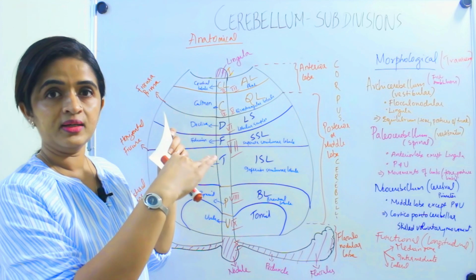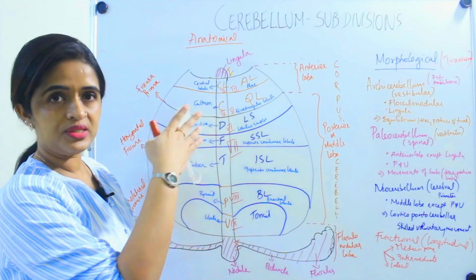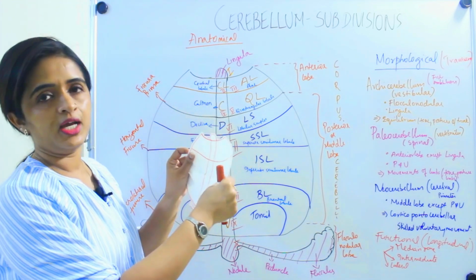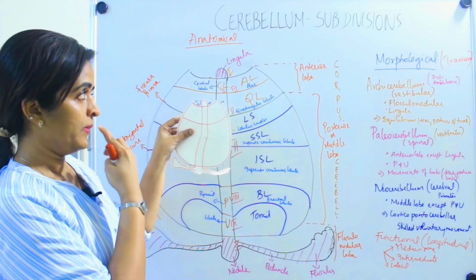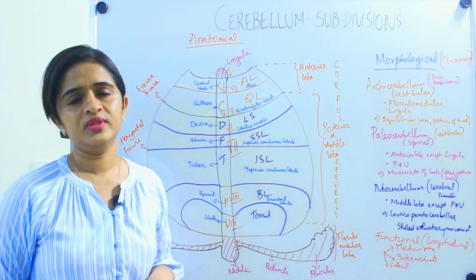The opening fissure is actually the horizontal fissure. So you open the cerebellum through the horizontal fissure, and you just open it up so that you will get a cerebellum like this. Now let's see anatomically how the cerebellum is divided.